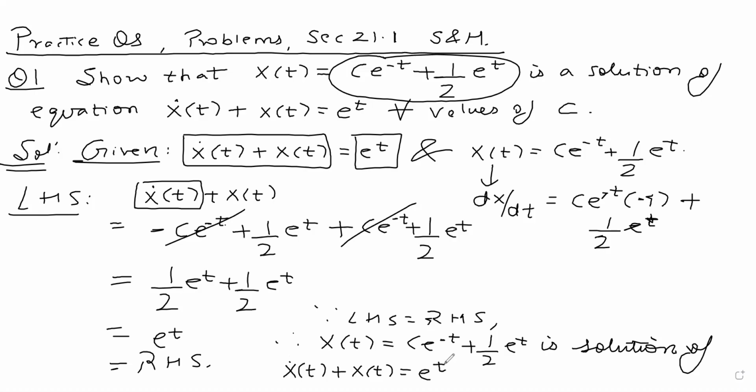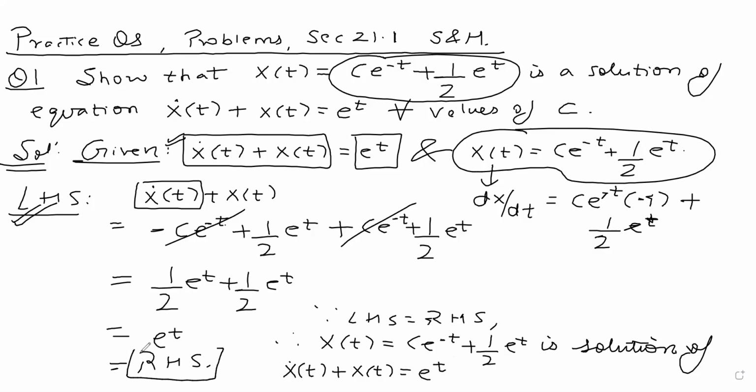So guys, we just had to verify. We were given the function x as a function of t and the differential equation. Start with the LHS, solve it, show it as equal to RHS. X dot t we get by finding dx by dt. This is my x dot t. X of t itself, just plug in this value, solve it, and you get the right hand side. Okay, then let's solve the next question.